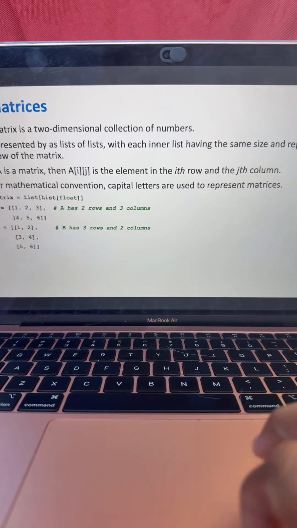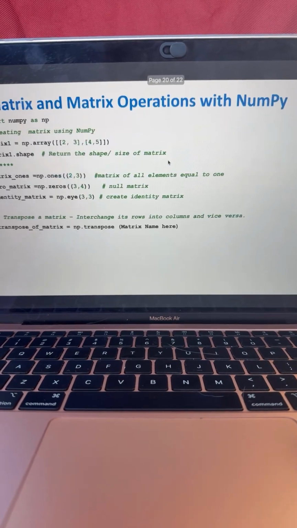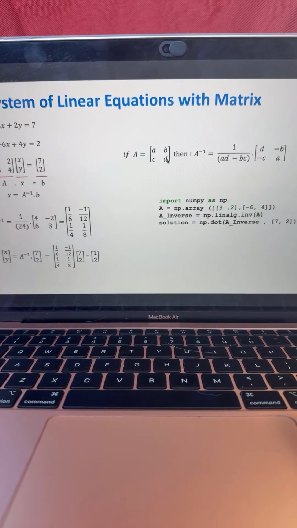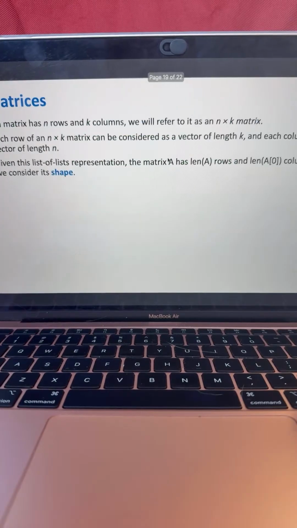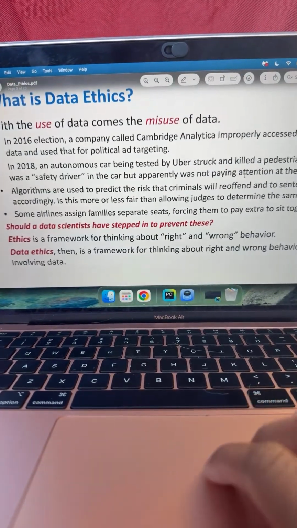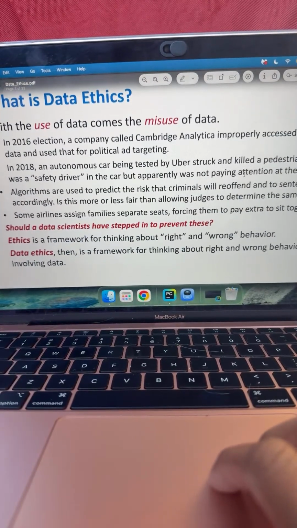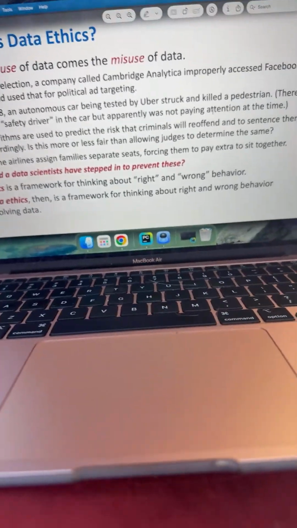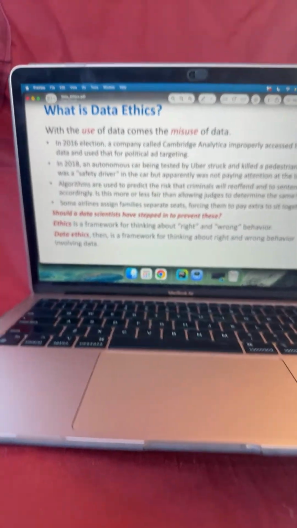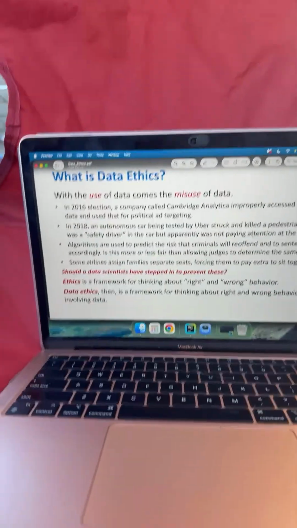It's hard to continue with this. 17. I think I'll just go to data ethics now. I've been studying for 1 hour straight. I might need to eat and then come back.